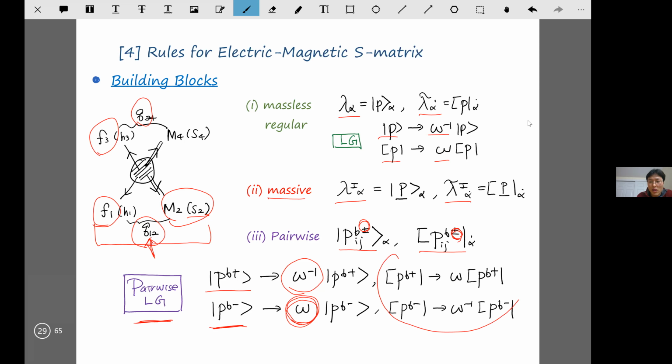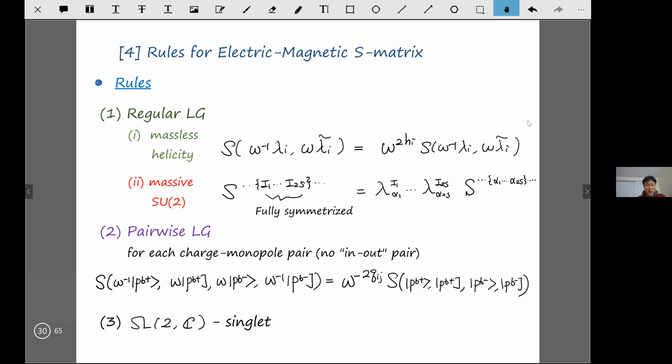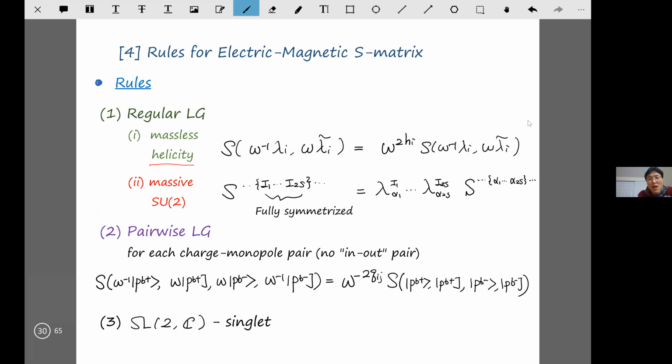And then, of course, the square bracket satisfies the opposite relation to the angle bracket. Good. So these are the building blocks. Now I have well-defined building blocks. Then what are the rules? So I already talked about, for the regular massless helicity case, under the little rescaling of each of the lambda tilde pair, they should pick up the correct regular helicity factor.